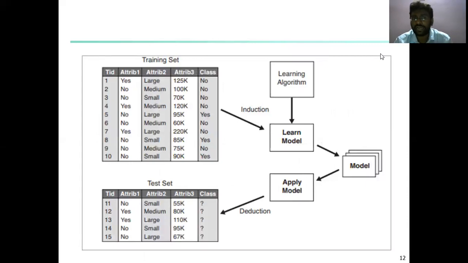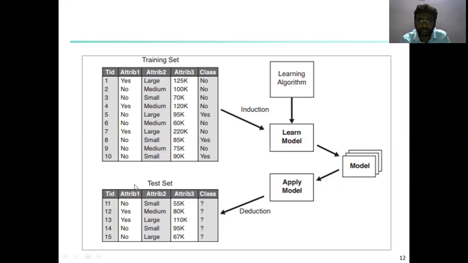Here we have a training set with attribute 1, attribute 2 and attribute 3 with class values. We want the test set, that means the test data set values, to be classified. For that purpose, first we scan all the data and send it to the learning algorithm; that is the induction process. With this induction process, we move to the learning algorithm. The algorithm verifies the data, learns, and designs a model. After designing that model, we apply the model. After applying the model, we get deduction values, that means the resulting values will be displayed by this classification process.